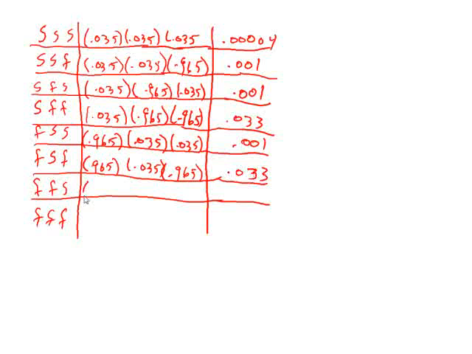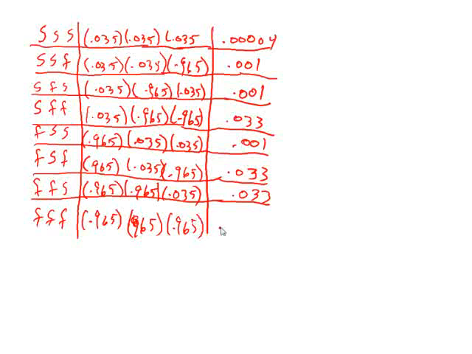For this one, 0.965 times 0.965 times 0.035, which is going to equal 0.033. And then finally, 3 failures is 0.965 times 0.965 times 0.965, which is going to be 0.899.